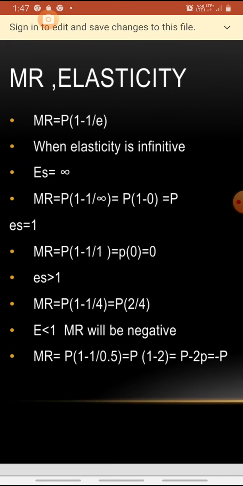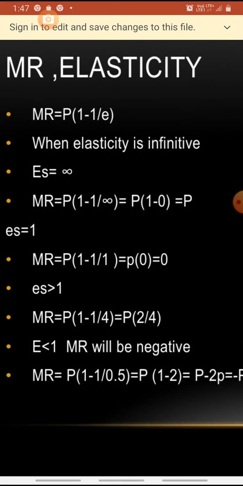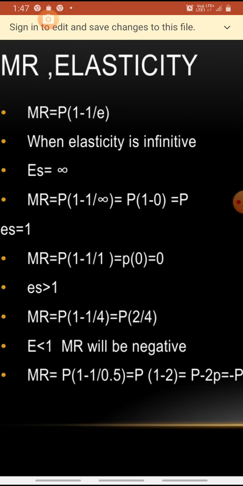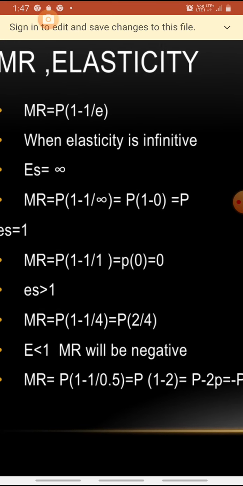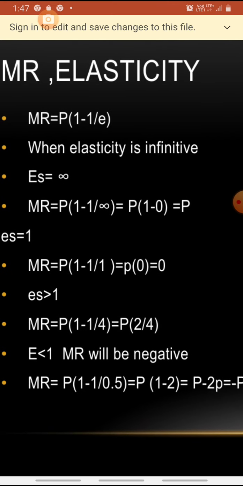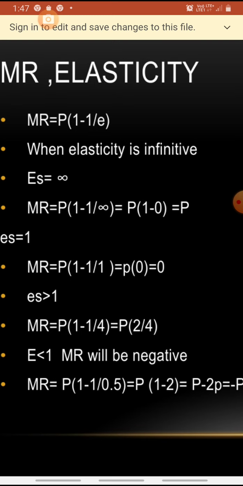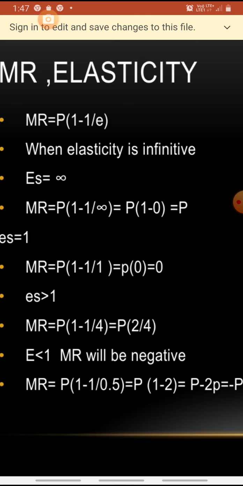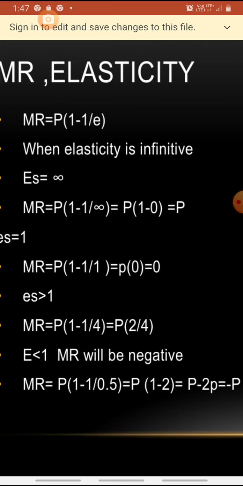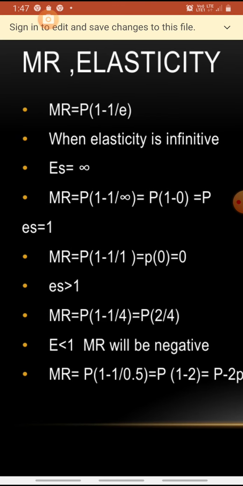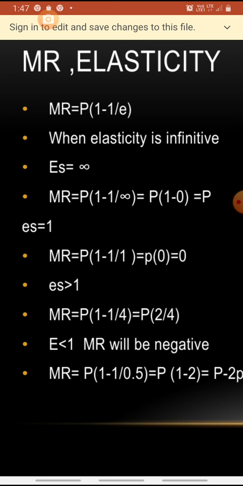Then when elasticity is equal to 1, what will happen? MR is equal to P into 1 minus 1 by E. Here E is 1 because it is unitary elasticity. So 1 by 1 is equal to 1. Then 1 minus 1 is 0. So price into 0 is 0. MR will be 0. When elasticity is equal to 1, marginal revenue will always be 0.